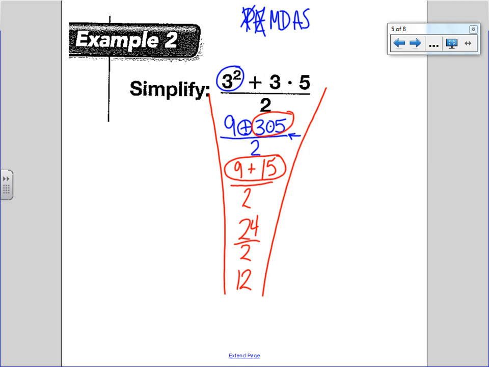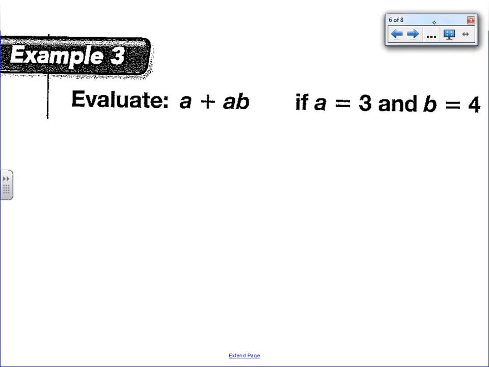Show me that work. It says evaluate A plus AB if A is 3 and B is 4. Now we just took a test over things sort of like this. And that is substituting for those variables. Anytime I substitute for a variable, we have to remember that I have to open up parentheses. Okay? So, my first set of parentheses is A. A equals 3. So inside of that, I'm going to put 3.